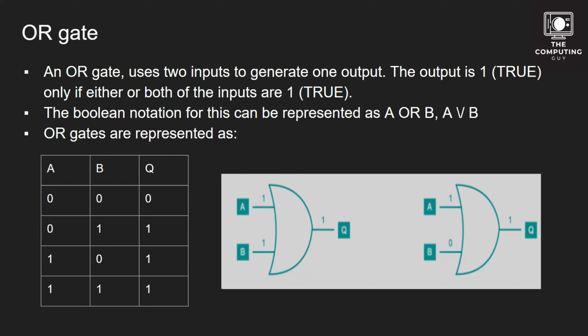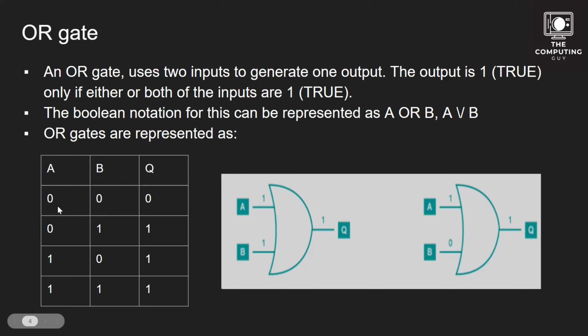The Boolean notation for this can be represented as A OR B, or A, then with a V shape and a B. As we can see from the diagram, we've got both inputs here for A and B. That means Q will be on. Then here we've got only A on, B is off, but Q is on, because again, it's an OR gate.